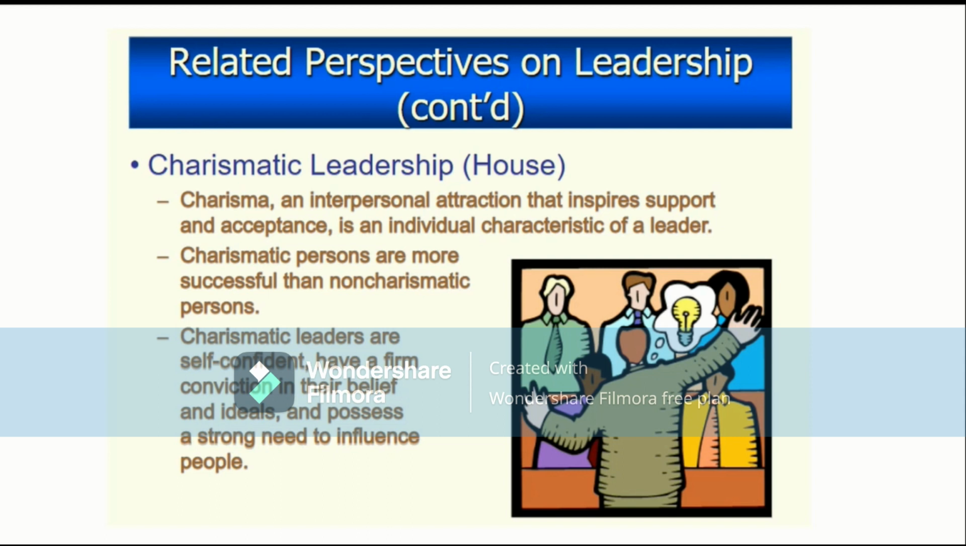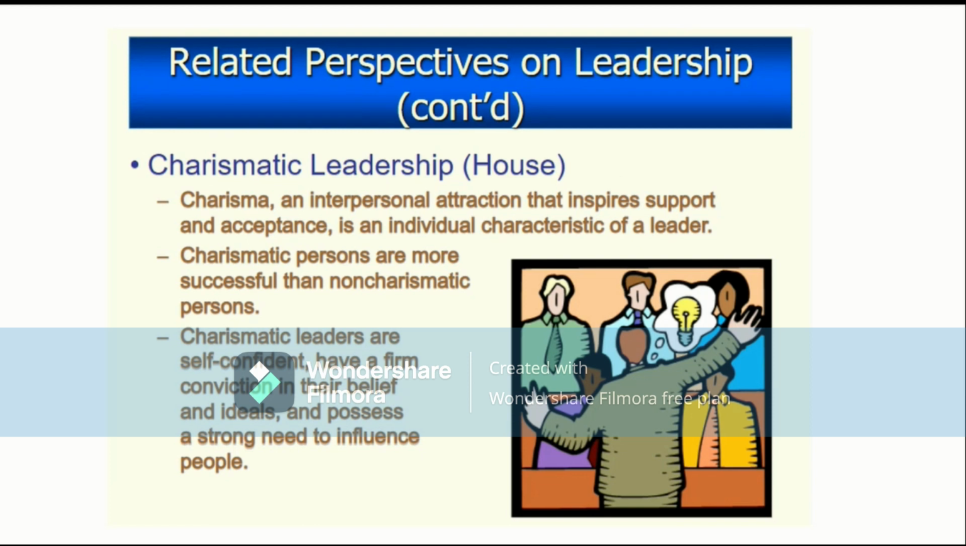Next is a related perspective on leadership, charismatic leadership. Students, charismatic leadership basically assumes that charisma is an individual characteristic of the leader. Charisma is a form of interpersonal attraction that inspires support and acceptance. You can say that. You may read this slide.